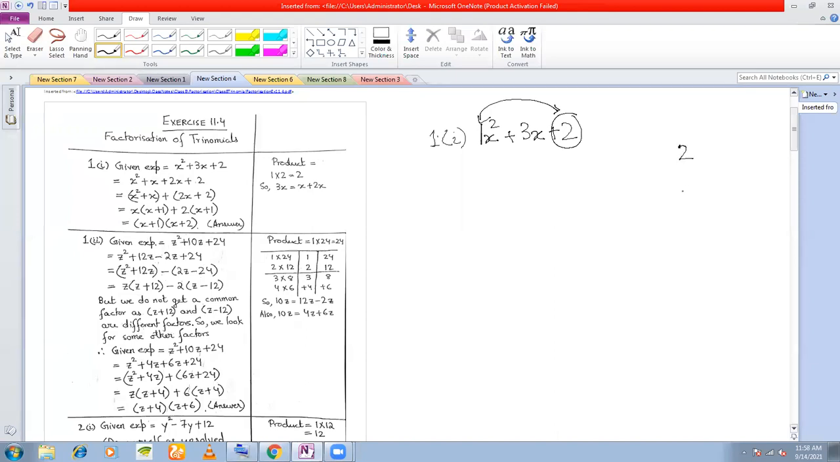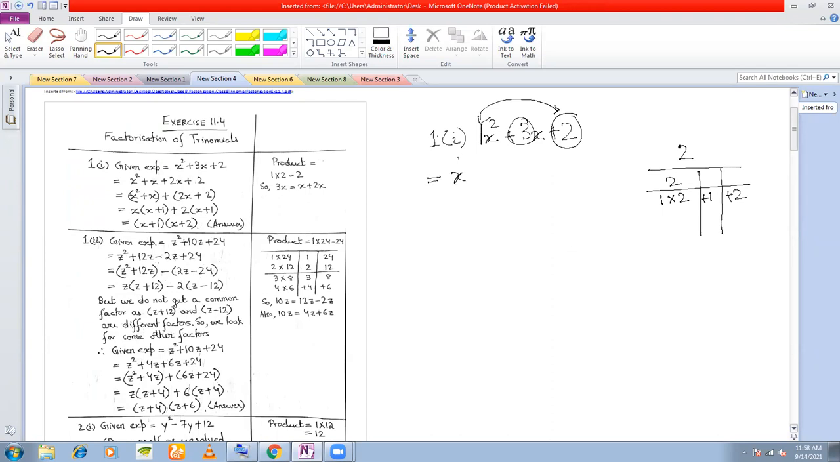Now 2 I need to split into two factors such that their sum is how much? Plus 3, right? So what is the first idea? 1 into 2 is a factor. So 1 and 2. Can you add them to get plus 3? Yes. If you have plus 1 and you have plus 2, you can add them to get plus 3.